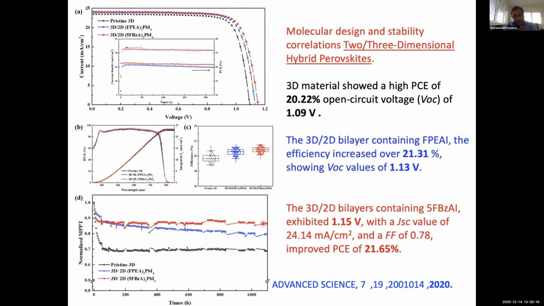There is skepticism in the literature about whether perovskite solar cells are stable. Well, the answer to this question is that perovskite materials are stable. This is only by modifying the interface. For more details, you will find a recent publication in Advanced Science in 2020. This is the reference given here.